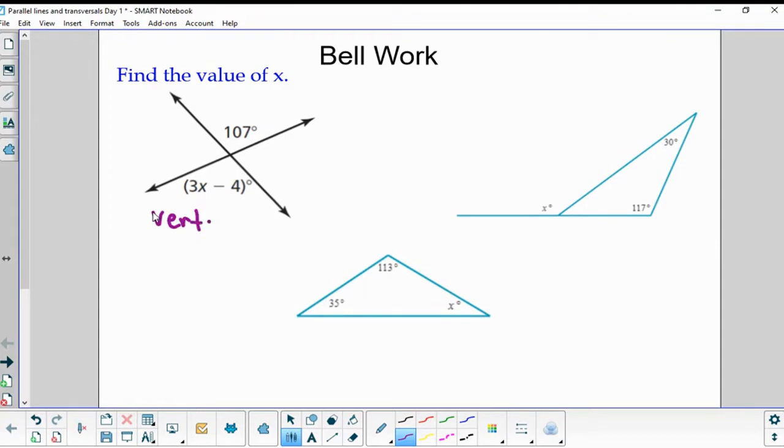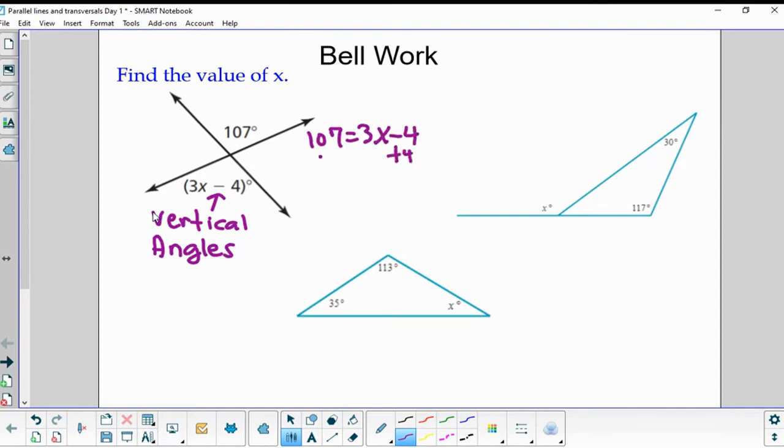So this first problem is a vertical angle problem, and in it we can see that we know that 3x minus 4 and 107 are across this little vertex. So that means they're going to equal each other. And we're asked to find x.